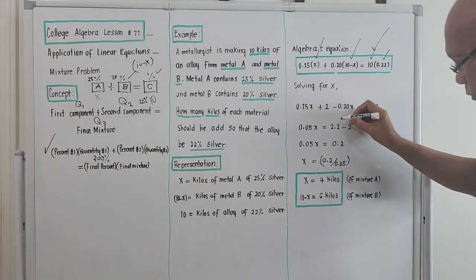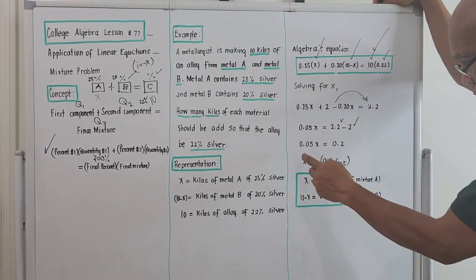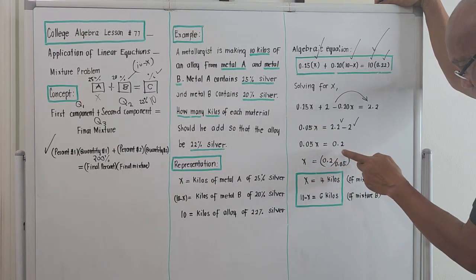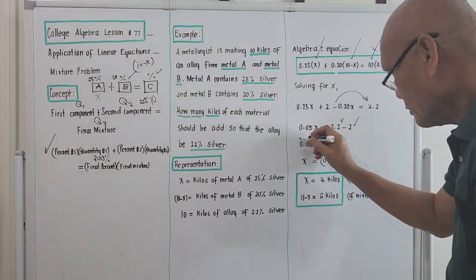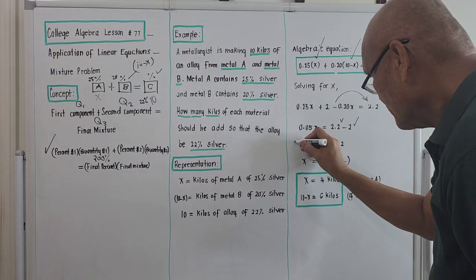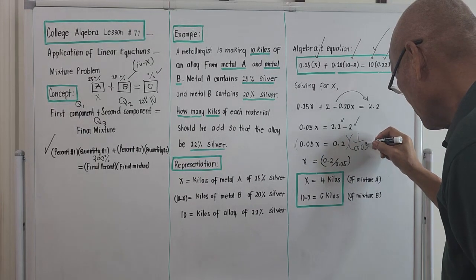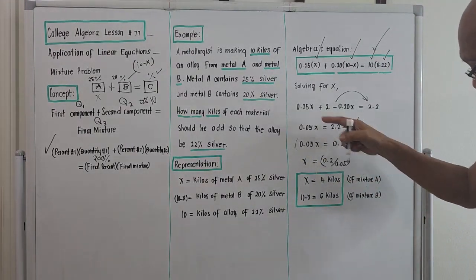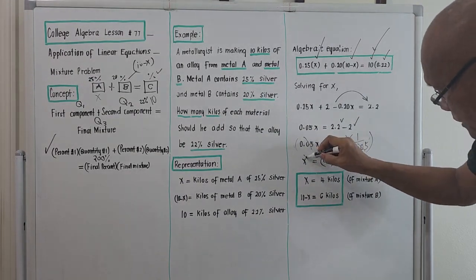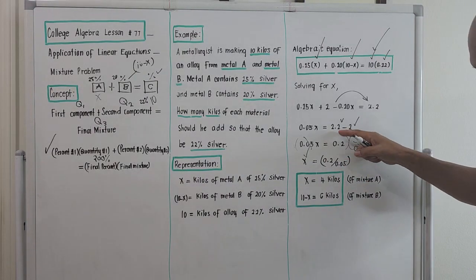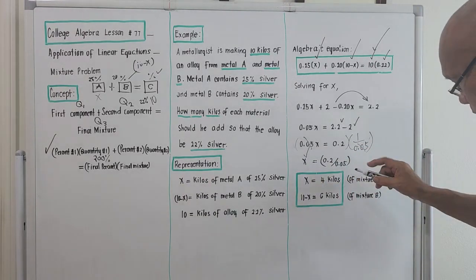2.2. We put this one on the right, so this will be negative 2. 0.05X should be equal to 0.2. To solve for X without the 0.05, we must multiply the equation by 1 over 0.05. So 0.05X times 1 over 0.05 cancels. Left hand side will be X. The right hand side, 0.2 times 1 over 0.05, is actually 0.2 over 0.05. And X will be equal to 4 kilos.